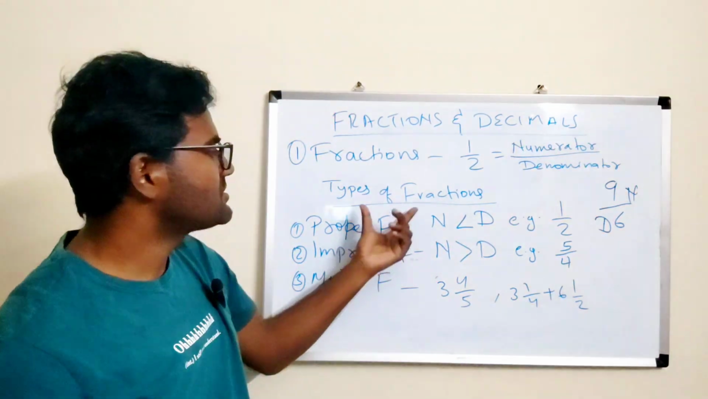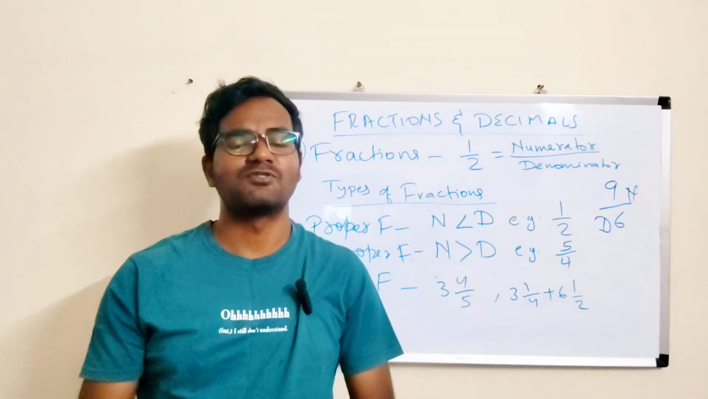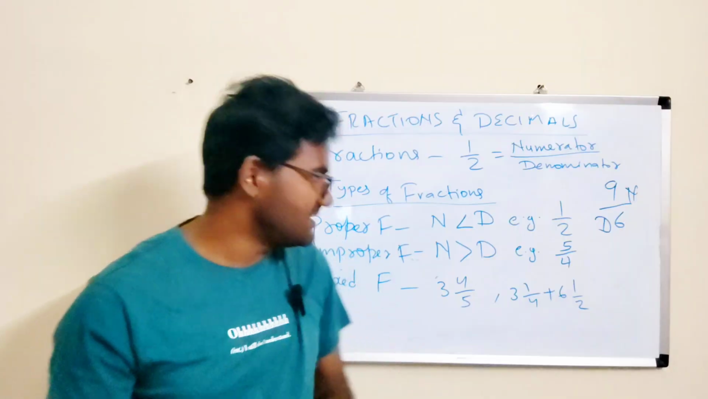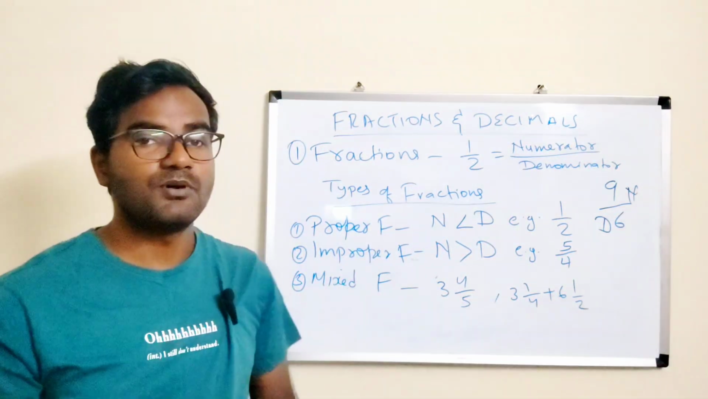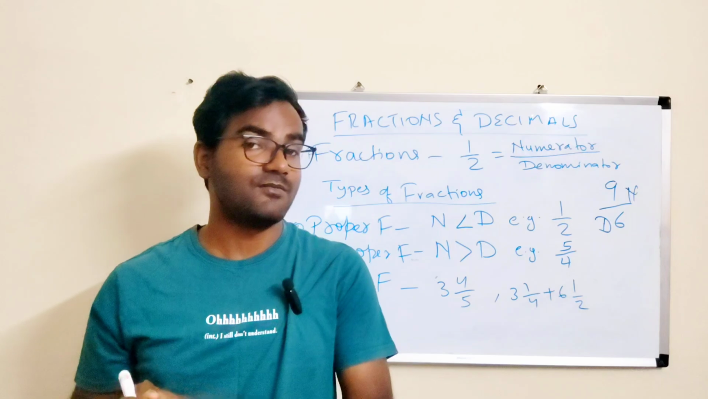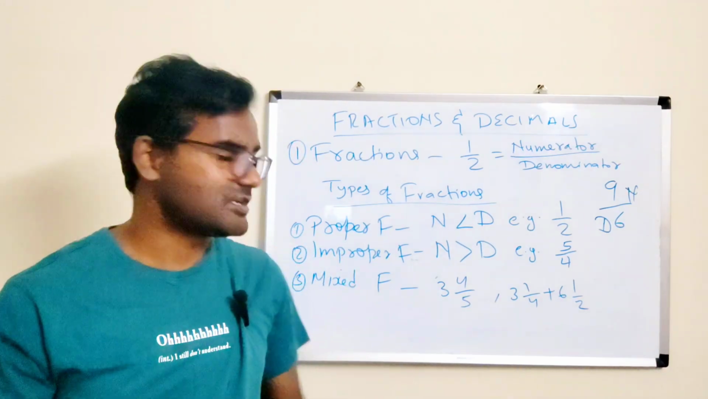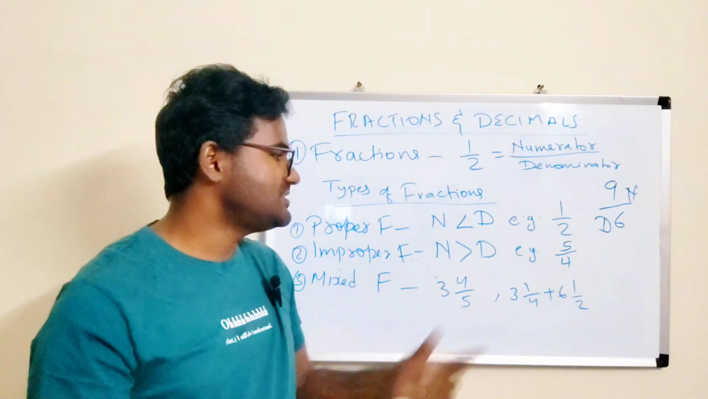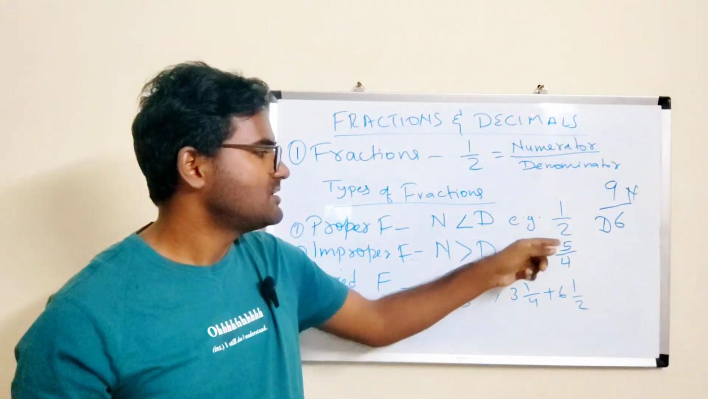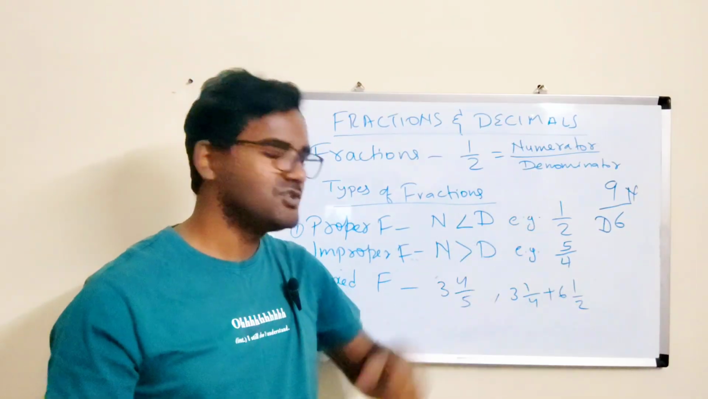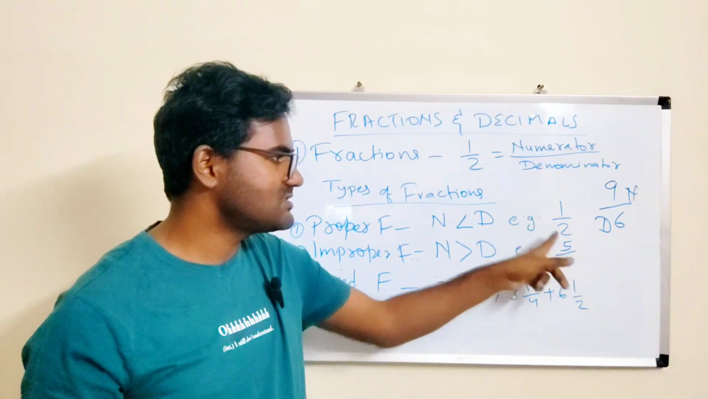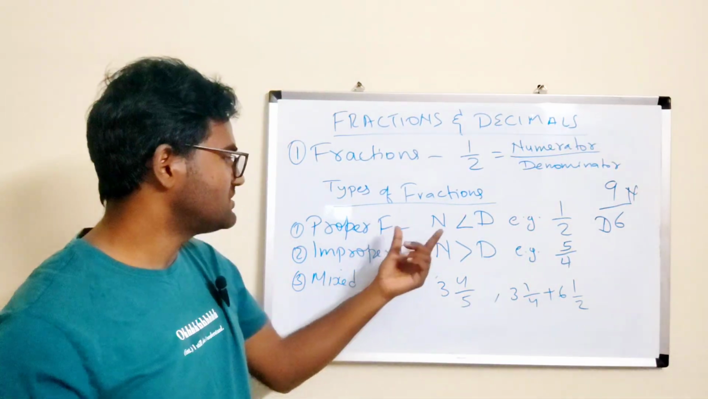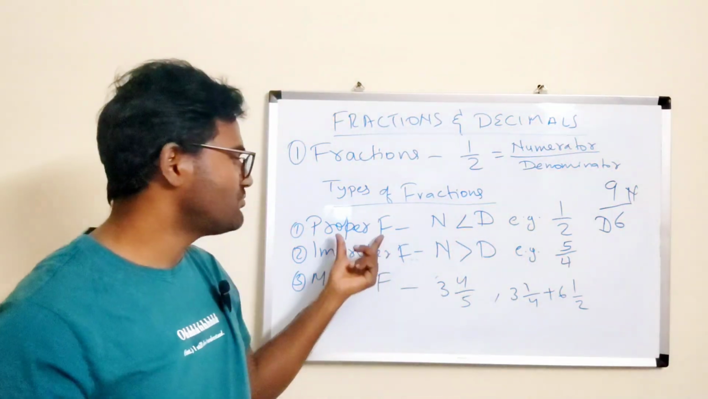Now, types of fractions. There are different types of fractions. Basically we have three types. Number one, proper fraction. What is a proper fraction? Proper fraction means the numerator is smaller than the denominator. So here, half. In half, 1 is the numerator and 2 is the denominator, right? So 1 is smaller than 2, yes or no? So the numerator is smaller than the denominator here, so this type of number is known as a proper fraction.